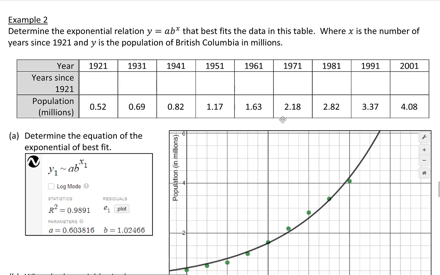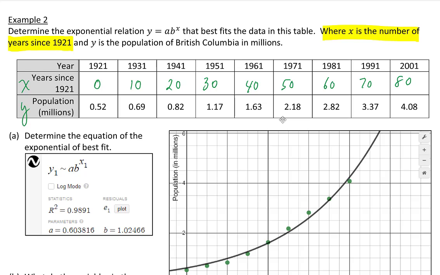Example 2. Determine the exponential relation y equals a times b to the exponent x that best fits the data in this table. And key note, where x is the number of years since 1921 and y is the population of British Columbia in millions. So before we plot this data, we need to determine the value of x. So here's our x, here's our y. Years since 1921, so 1921 would be 0. 1931 would be 10 years later, then 20, then 30, 40, 50, 60, 70, and 80. So we are going to graph these values for x and these values for our y.